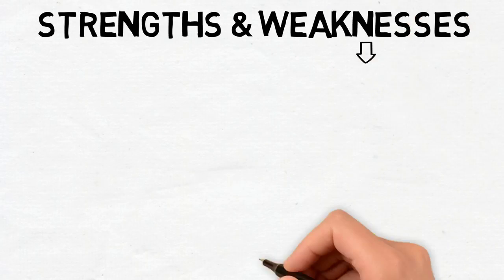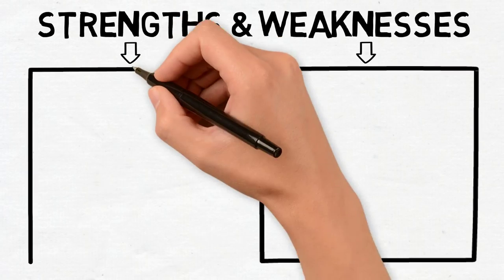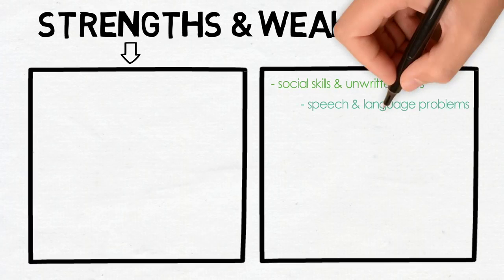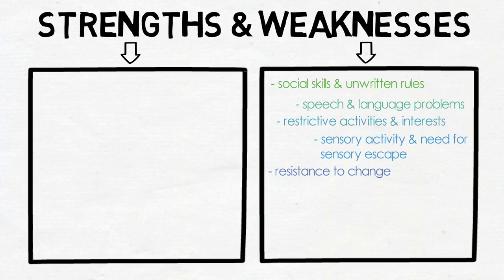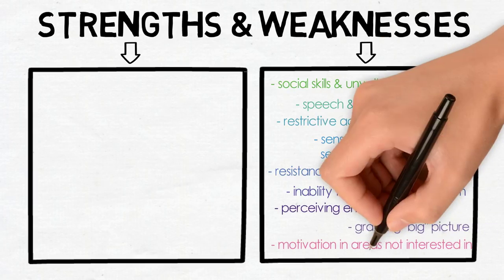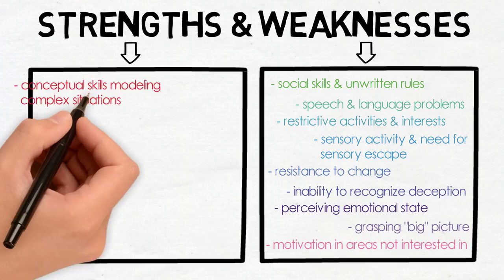Here are some of their strengths and weaknesses, which all depend on where the child is placed on the spectrum. Social skills and unwritten rules of social interaction, speech and language problems, restrictive activities and interests, sensory activity and the need for sensory escape, resistance to change, inability to recognize deception and comply with social norms, perceiving emotional state, grasping the big picture, and motivation in areas that are not points of interest.